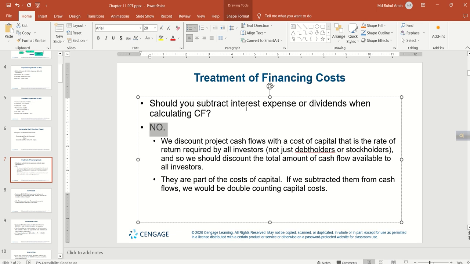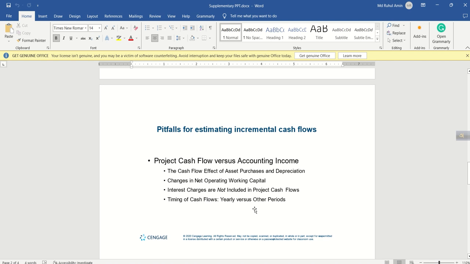Because when we discount projected cash flows, that discounting rate actually comprises the interest rate as well as the cost of equity. So if the discount rate already captures the interest expense or dividend for cost of equity, we don't need to think of this interest expense in our cash flow estimation, because this part is already taken care of by our discounting rate factor. So additionally, we don't need to consider this interest expense or dividend in our cash flow estimation.